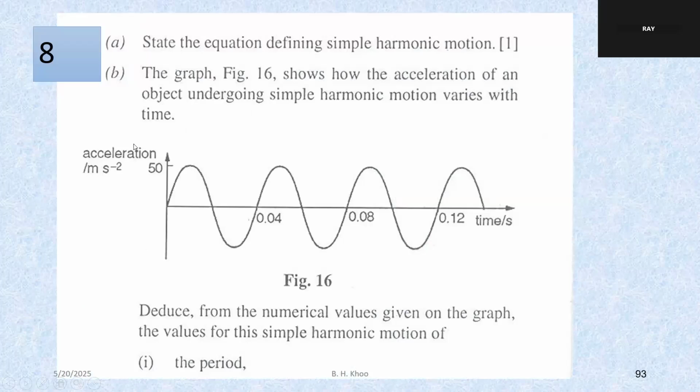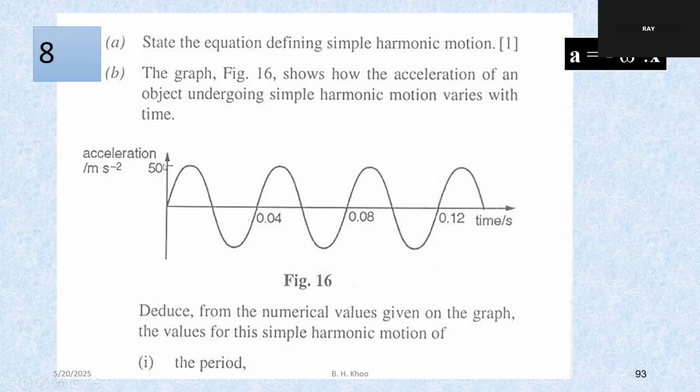Okay, state the equation defining simple harmonic motion. This is an old partial question. Memory work, 1 mark. a equals minus omega square times x, where x is displacement, a is acceleration, and omega is angular frequency.